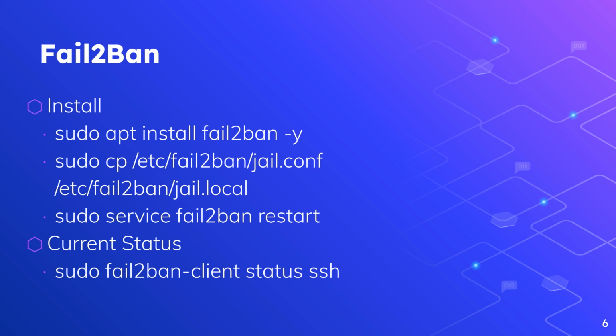In the event that you need to remove an IP address that was mistakenly banned, ascertain the current status of Fail2ban's SSH service by executing the following command: sudo fail2ban-client status.